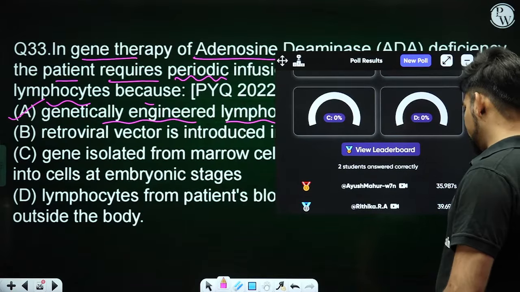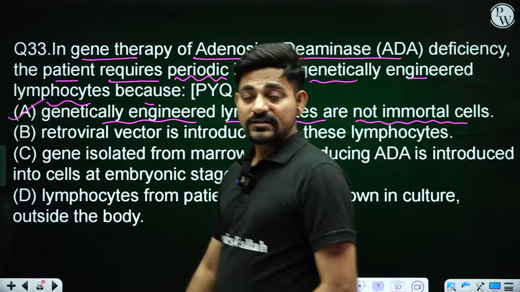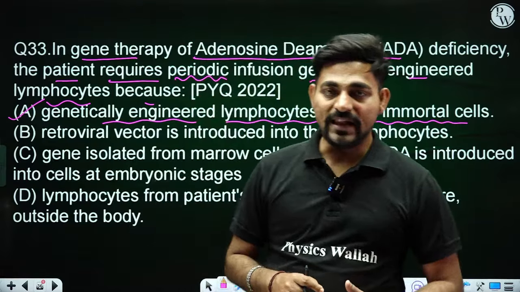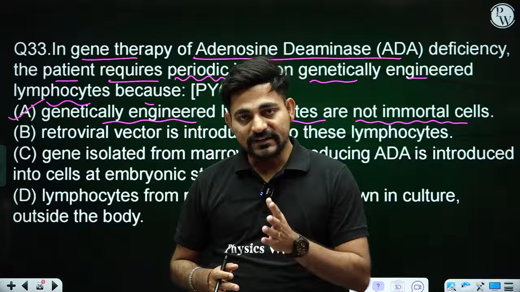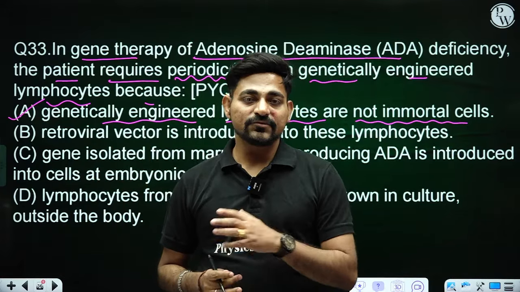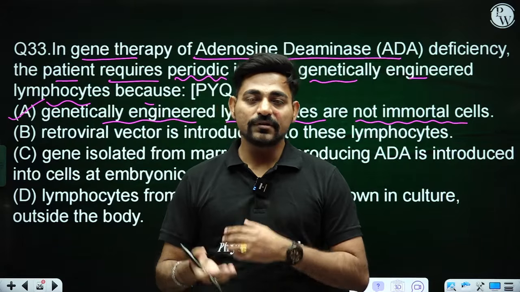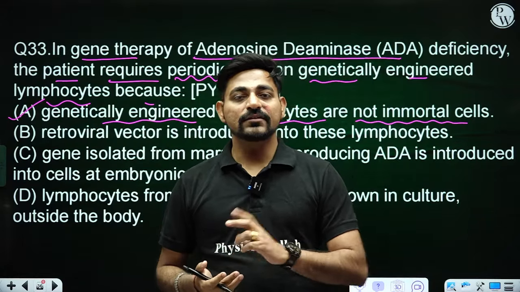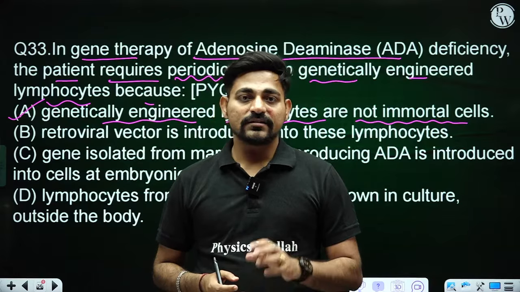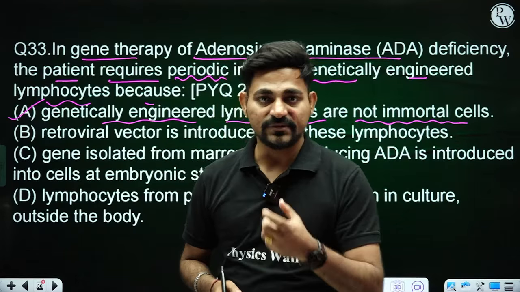Ayush and Ritika gave the right answer. And because we know that lymphocytes are nothing but WBC, and they have a lifespan varying from 10 hours to 10 days, right? So after 10 or 12 days, these lymphocytes will die inside the body. Now, again, you have to replace them with a new set of genetically engineered or genetically modified lymphocytes, and they will be producing this adenosine deaminase enzyme for a certain period of time. Okay.